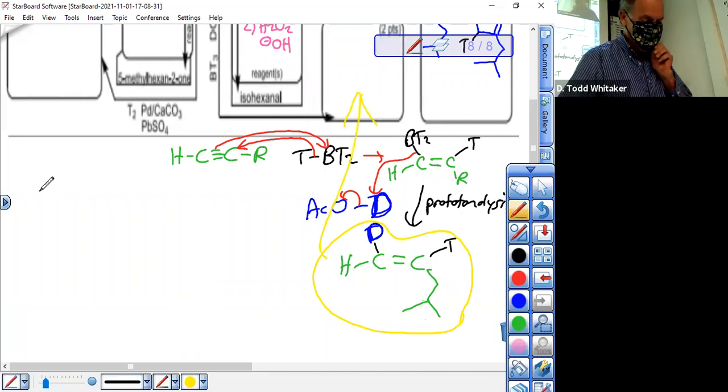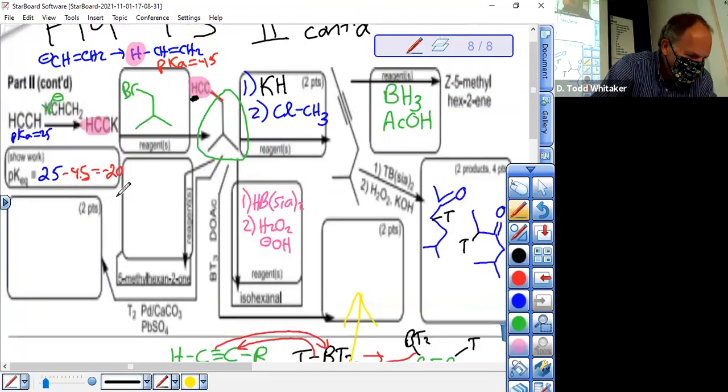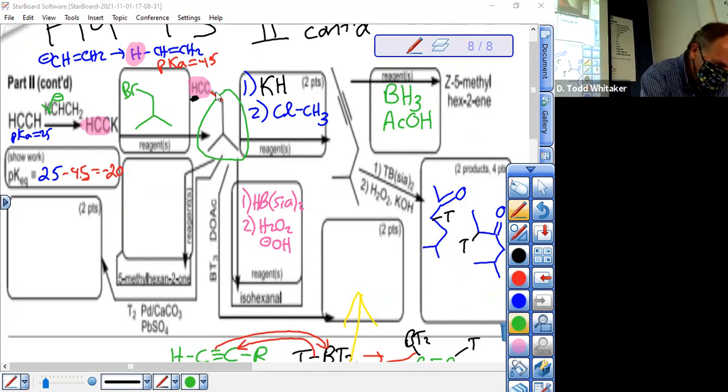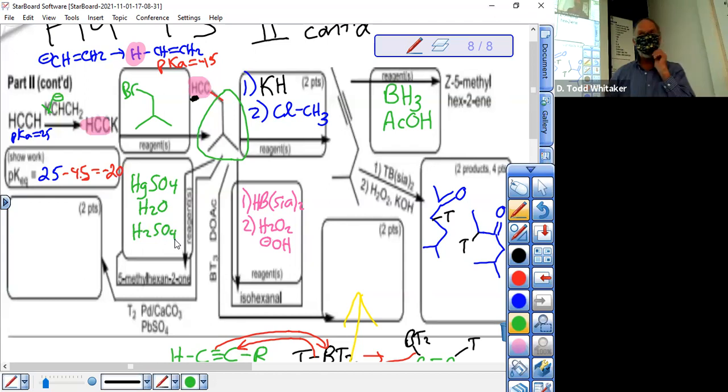There you go. Whew. What about to make 5-methyl-hexane-2-one? It's a ketone on a terminal alkyne. What kind of chemicals you talking about now? Mercury sulfate, yes, water and H2SO4. She's got it down. Remember, we started the day, she didn't know it, she's got it now. She knows all 3 parts now.